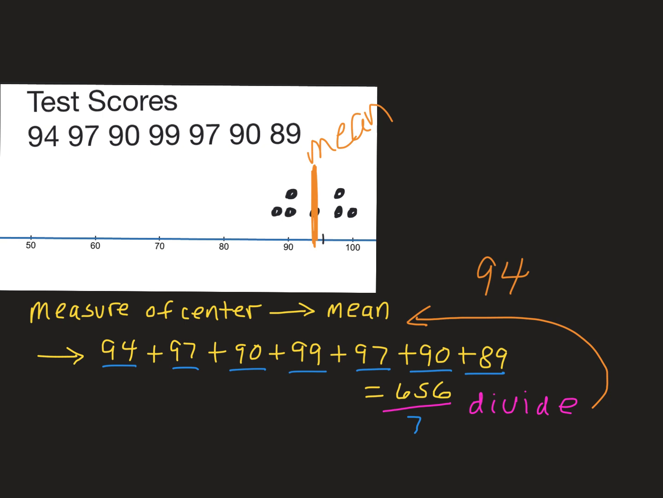The mean is right there in the middle. So the mean is a good measure of center that tells you how well you're doing. On average, you usually get somewhere around a 94 on all of your test scores.